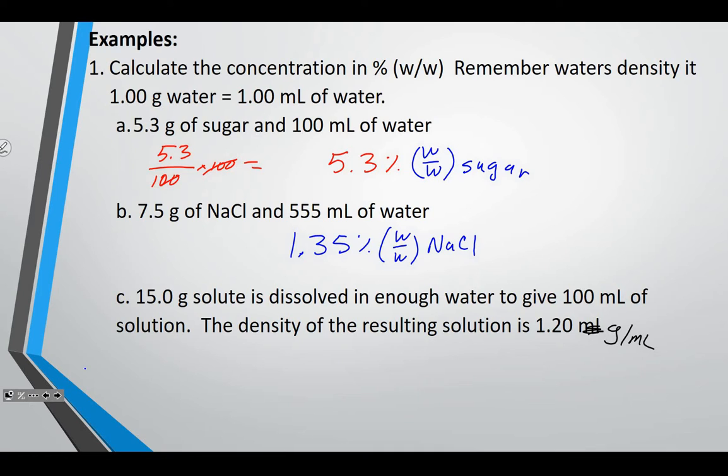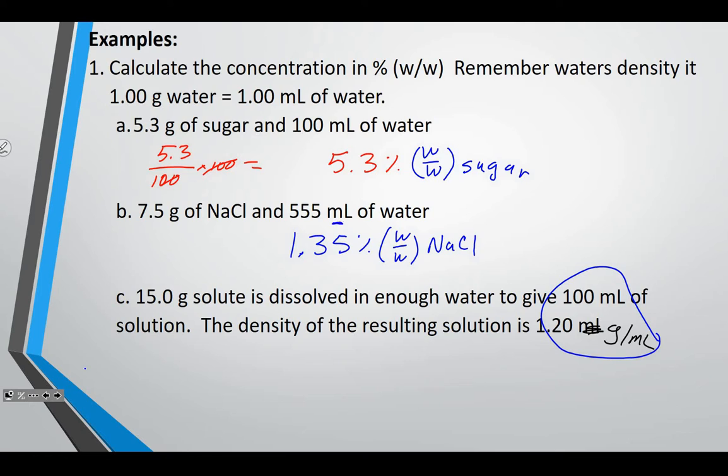The thing here is it's dissolved in enough water to give 100 milliliters of solution. The density, which is the mass divided by the volume, is 1.2. So we're trying to find the percent weight to weight. I want weight to weight. This right here is going to help me with the weight of the solution.